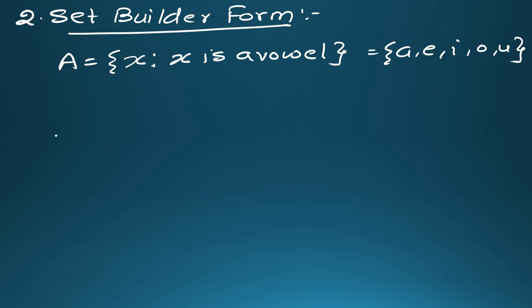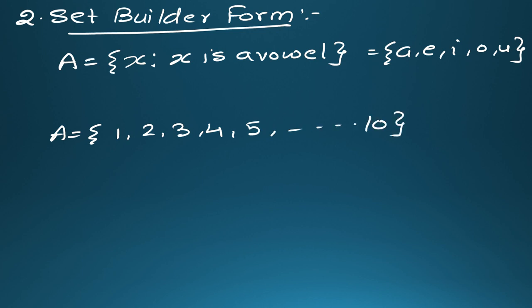Let's talk about another example. Suppose we have A is equal to {1, 2, 3, 4, 5, and so on up to 10}. Now this is in roster form. The question can be: write this in set builder form. Definitely you are going to have such a question in your exam, at least in the first unit test. So we have to write it in set builder form.